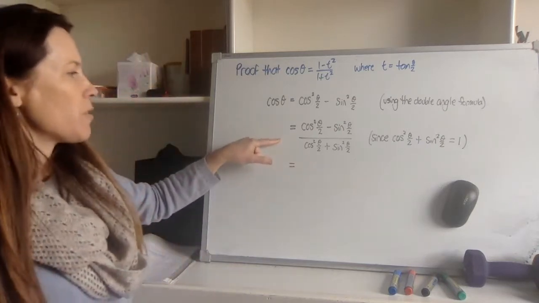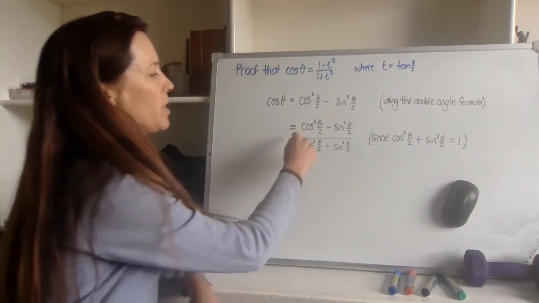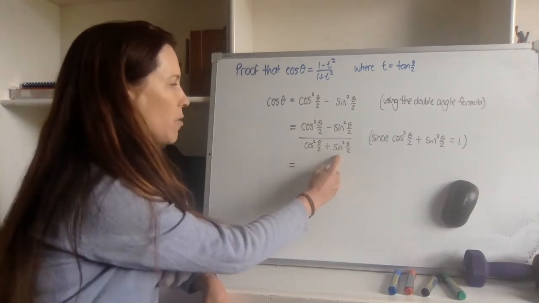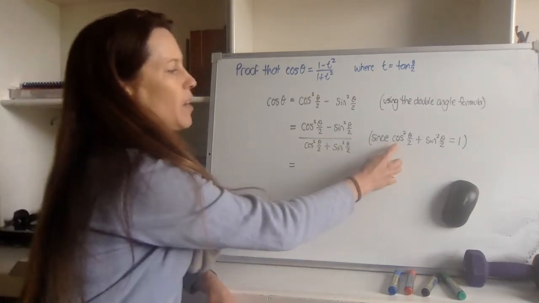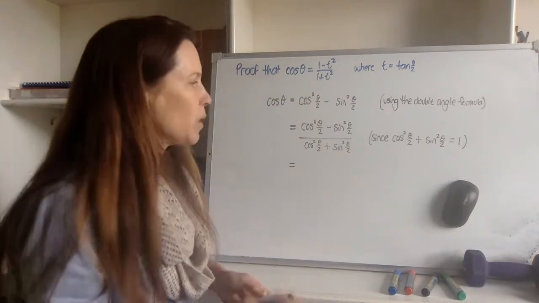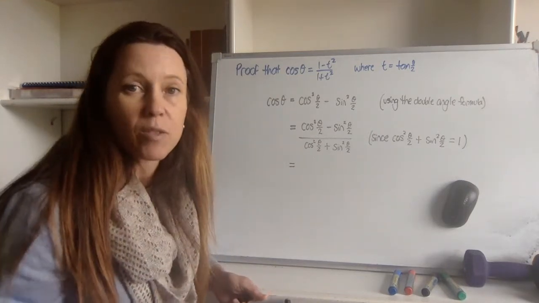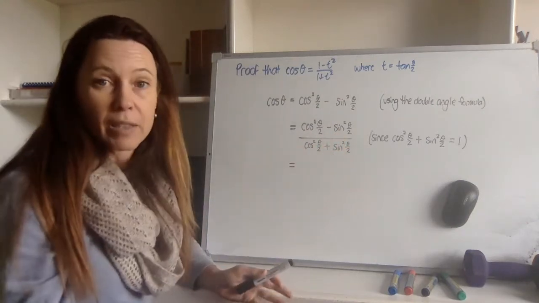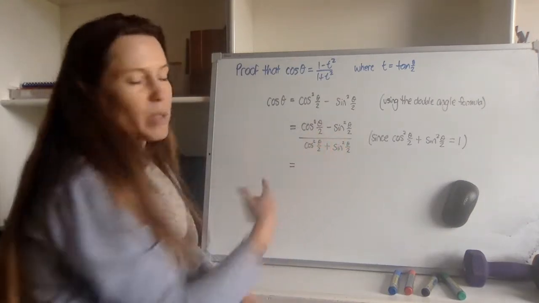Well, in the next line, what I've done is I've kind of cheekily just put this over cos squared theta on 2 plus sine squared theta on 2, because I know that if I have cos squared any angle plus sine squared of the same angle, then it equals 1. And so dividing this whole expression by 1 effectively keeps it the same, but puts it into a slightly different looking form.